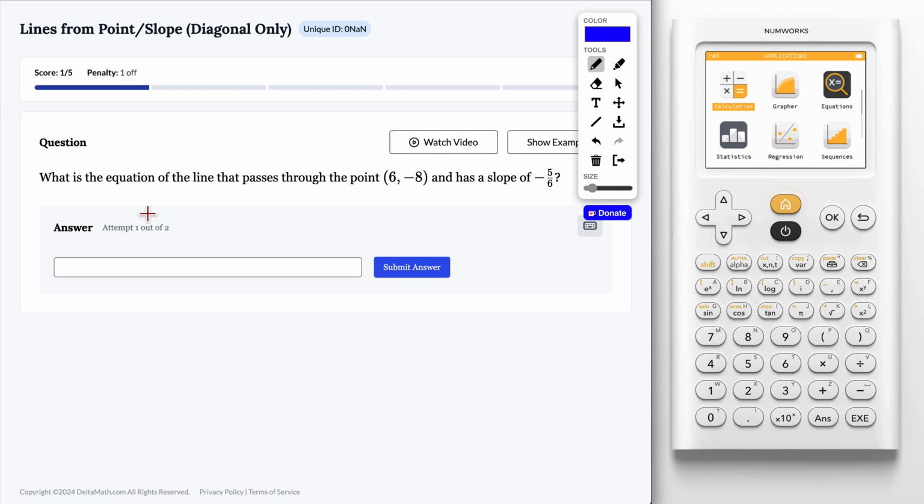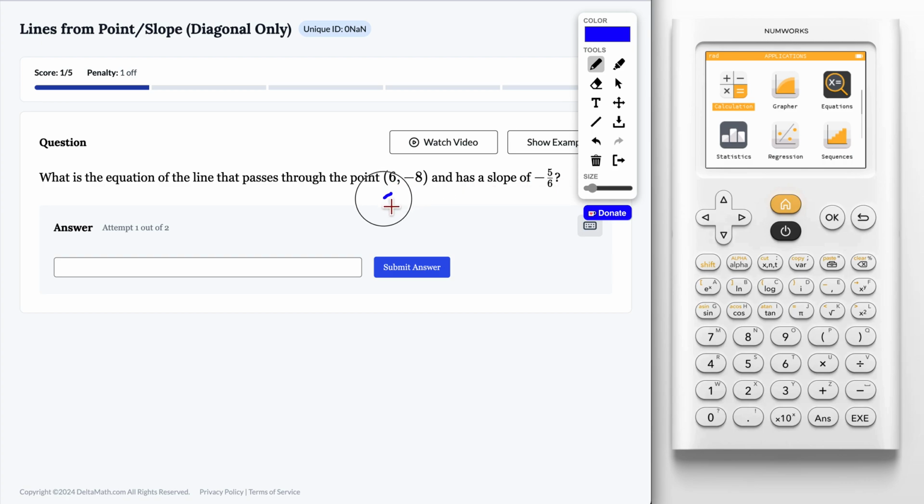We're going to look at how to write an equation for a line that passes through a given point with a given slope. So our point here is (6, -8). What is the equation of the line that passes through the point (6, -8) and has a slope of -5/6? Well, first thing we need to do is label our different parts here.